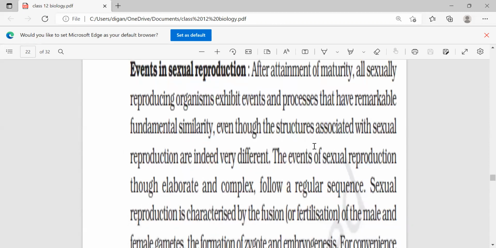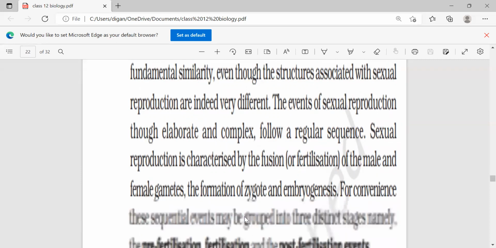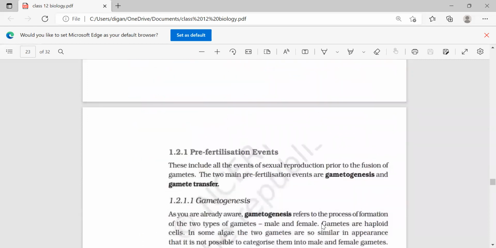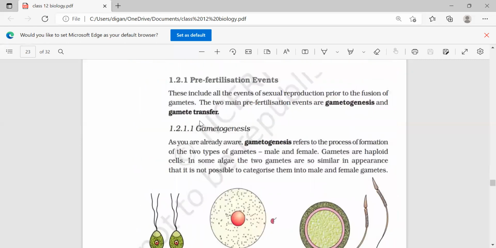Next, this para is given from your NCERT book again. Events in sexual reproduction. In this para, it is given that the events of sexual reproduction, meaning the steps of sexual reproduction, are mainly three phases: pre-fertilization, fertilization, and post-fertilization. So what are the phases? First, go for the pre-fertilization event. This page is from the NCERT book.